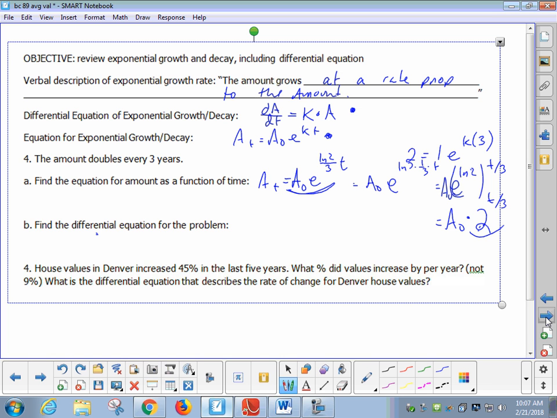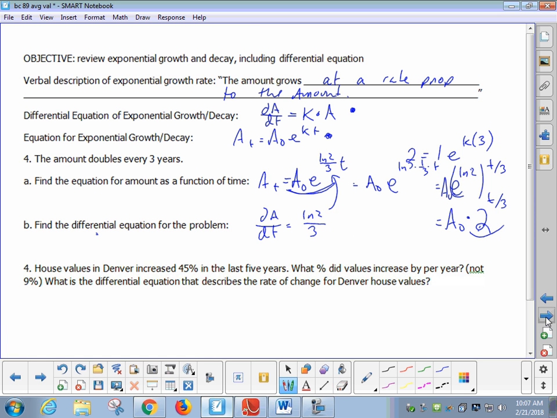The differential equation for this problem. What is it? Given that I at one time had k clearly identified. dA/dt equals natural log of 2 over 3, my k value for this problem, times T or A? A, yeah.